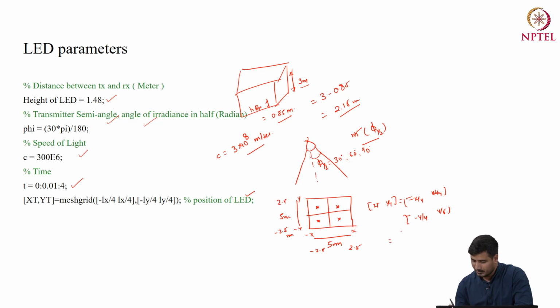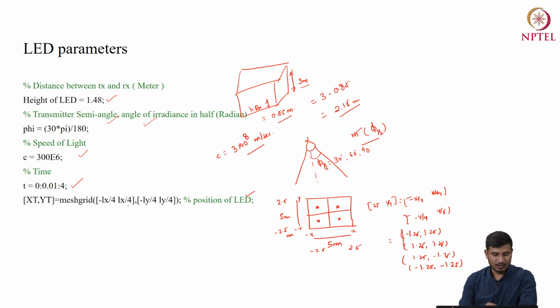So these values will be the coordinates of minus 1.25, 1.25, 1.25, 1.25, 1.25 and minus 1.25, and similarly minus 1.25 comma minus 1.25. So this is how you deploy LED in rectangular geometry.